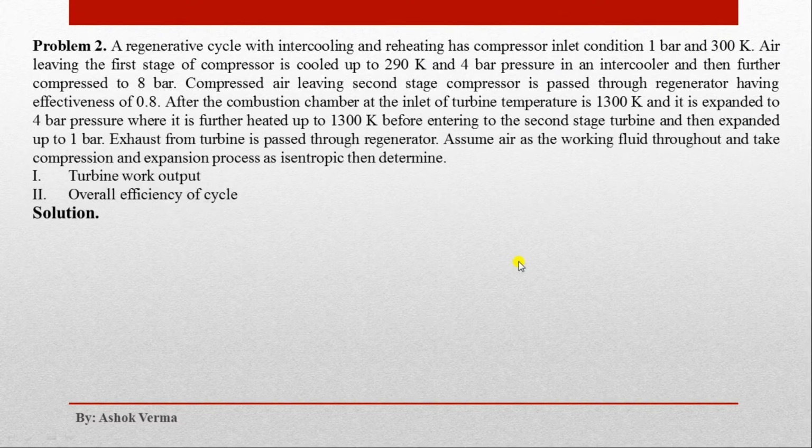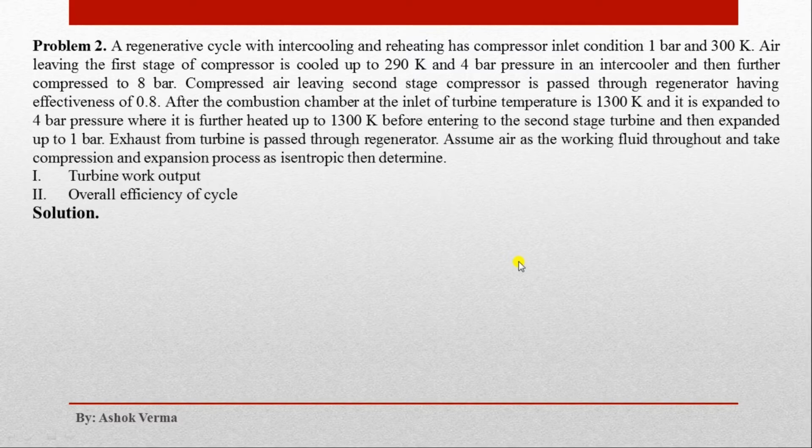A regenerative cycle with intercooling and reheating has compressor inlet condition 1 bar and 300 Kelvin. Air leaving the first stage of the compressor is cooled up to 290 Kelvin at 4 bar pressure in an intercooler and then further compressed to 8 bar. Compressed air leaving the second stage compressor is passed through the regenerator having effectiveness of 0.8. After the combustion chamber, at the inlet of the turbine the temperature is 1300 Kelvin and it is expanded to 4 bar pressure, where it is further heated up to 1300 Kelvin before entering the second stage turbine and then expanded up to 1 bar.